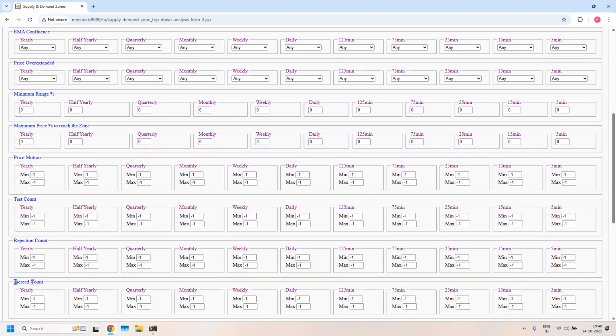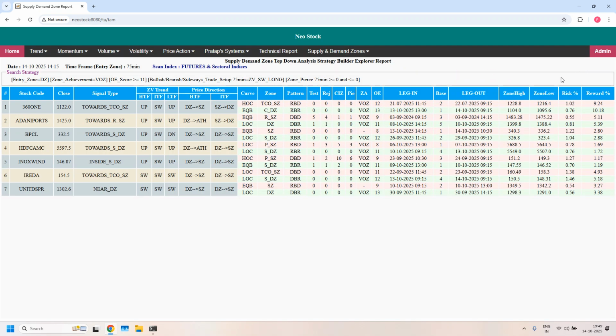So in the pierced count parameter, 75 minutes time frame, setting minimum value 0, maximum value 0. That means pierced count is 0. Pierced count 0 means the zone is not pierced. We got 7 stocks, sideways long trade setup for weekly income trade. Entry time frame zones are 75 minutes demand zones. You should plan trades in these 75 minutes demand zones only if lesson 30.3 video checklist items are satisfied. Otherwise, higher chances of zone violation.